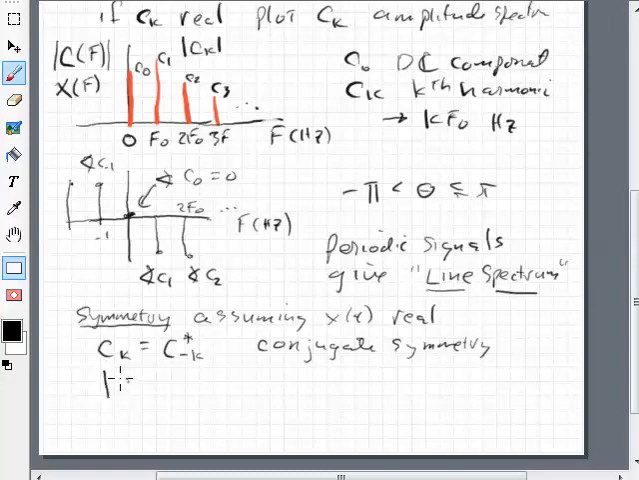The first one is that the magnitudes between minus and plus frequencies are equal. This is even symmetry. So it means that if you look at the magnitude spectrum, you might get something that looks like this on one side, and it's just going to be the mirror image on the other side. Okay, so that's even symmetry for the magnitudes.